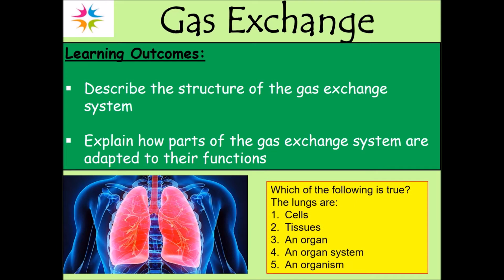Which of the following is true? The lungs are cells, tissues, an organ system, or an organism. You should remember this from levels of organization. Okay, if you said the lungs are an organ, you are correct and well done to you.